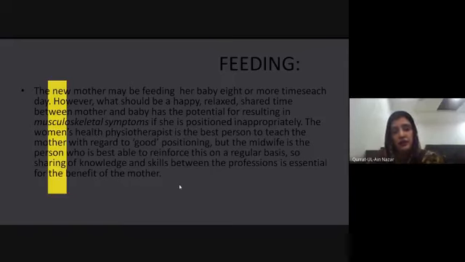The new mother may be feeding her baby 8 or more times each day. However, what should be a happy, relaxed, shared time between mother and baby has the potential for resulting in musculoskeletal symptoms if she is not positioned in a proper way.